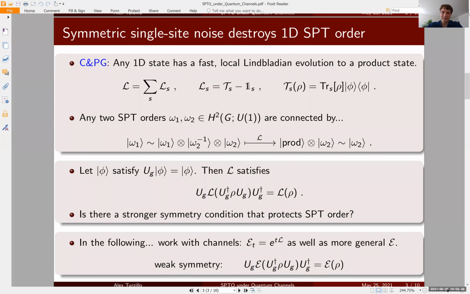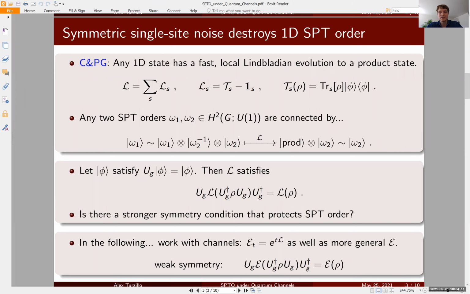It seems like there just are no SPT phases, but you might object, wait a second, even in the unitary context, it's the case that all SPT phases are related by circuits. In order to get an interesting classification, you have to impose a local symmetry condition on circuits. So one can try to do this here.